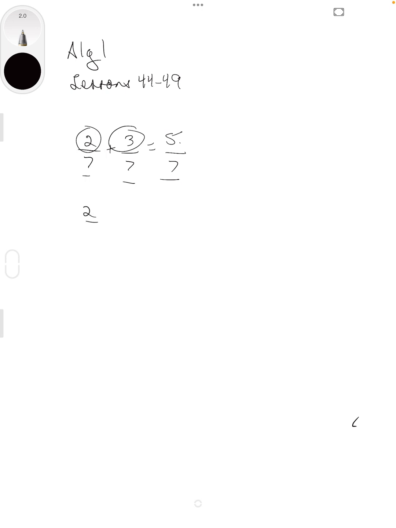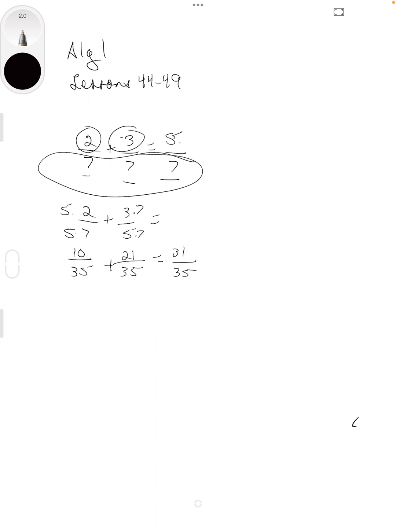If I have something like 2/7 plus 3/5, I can't just add them. I have to make the denominators look the same. And so in this case, I'm going to multiply top and bottom by 5. This one, top and bottom times 7. And so I end up with 35 as the denominator. And I end up with 10/35ths plus 21/35ths equals 31/35ths. So you must have the denominators the same to add them.